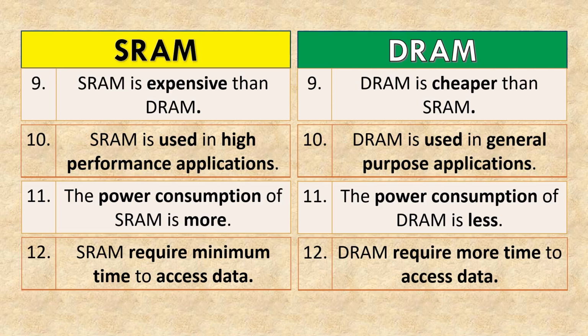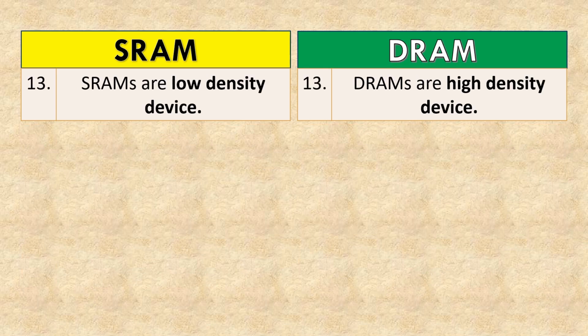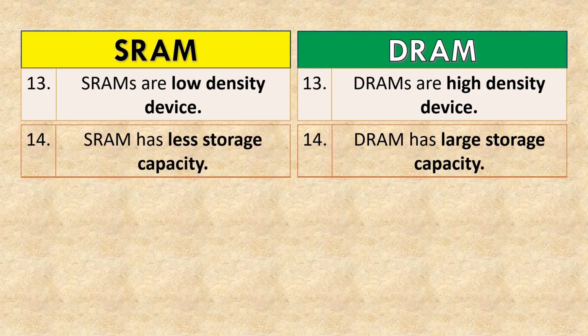SRAM requires minimum time to access data. DRAM requires more time to access data. SRAMs are low-density devices. DRAMs are high-density devices. SRAM has less storage capacity. DRAM has large storage capacity.